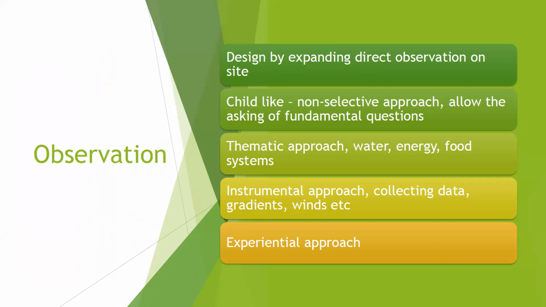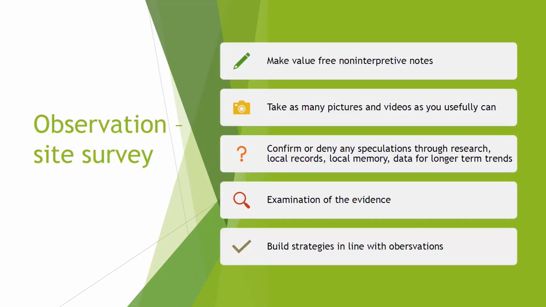We're going to design through observation. We're going to ask childlike, non-selective, fundamental questions. We can approach this thinking about themes: water, energy, food, access. What information or data do we need? And as we begin to unfold this, we can also gain from our own experience. So we're asking you to think about this design process and to use observational tools to interrogate your site, to learn from it, to act.